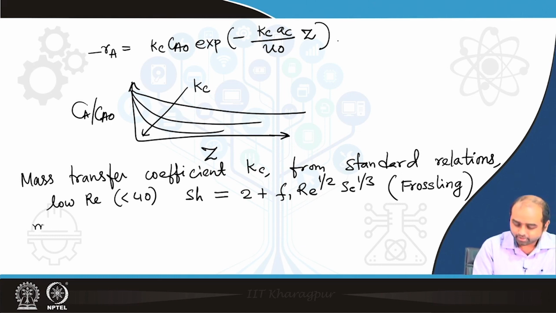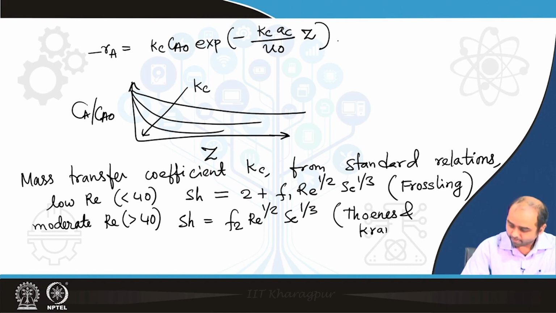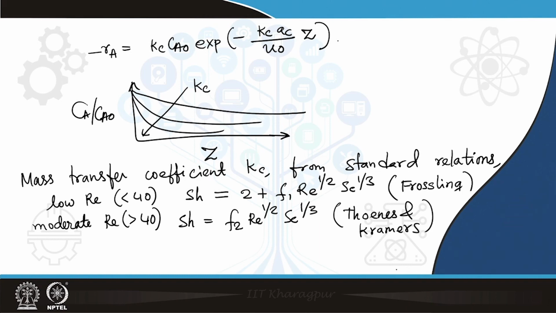For moderate Reynolds number, generally you do not obtain a situation of very high Reynolds number in packed bed. Sherwood number is 2 plus, Reynolds to the power half, Schmidt to the power 1/3, right. So, this is known as Thoenes and Kramers' relation.